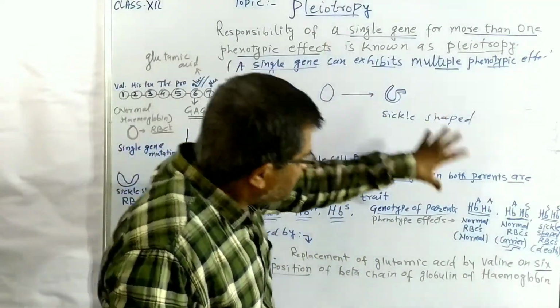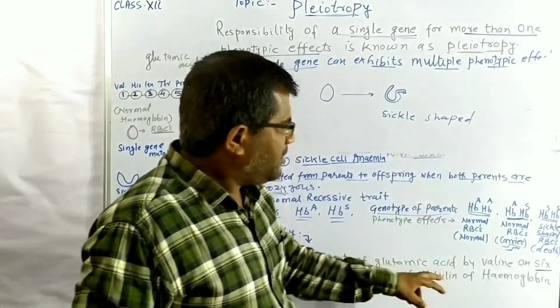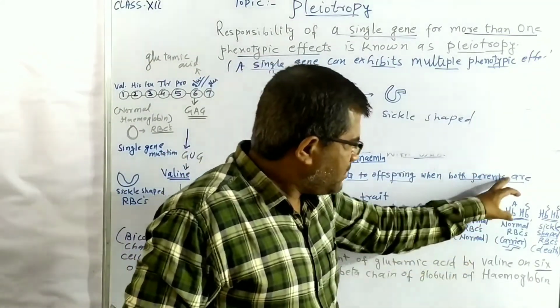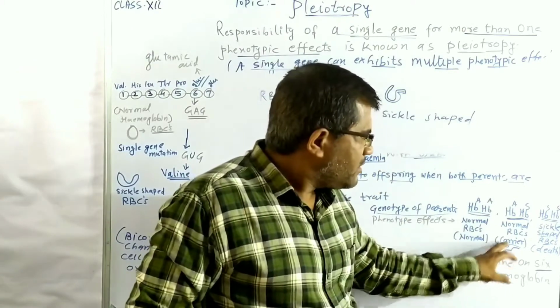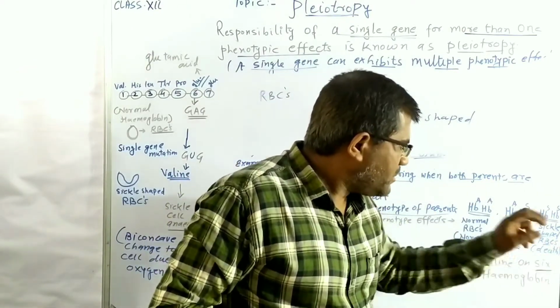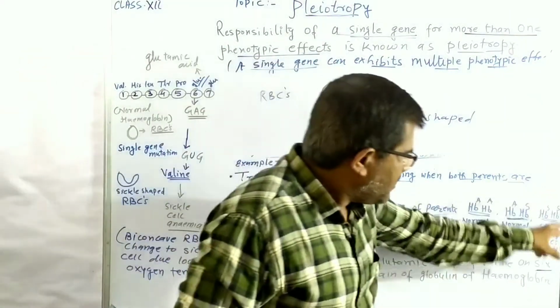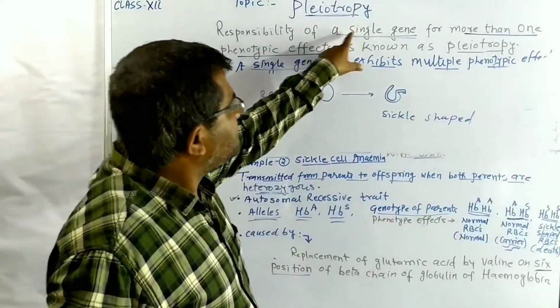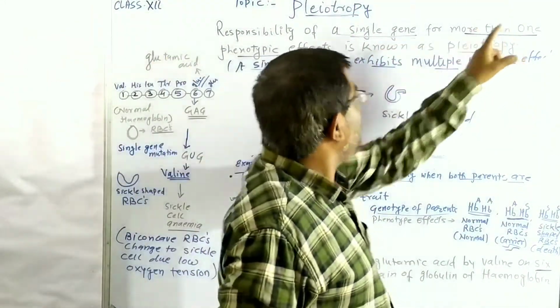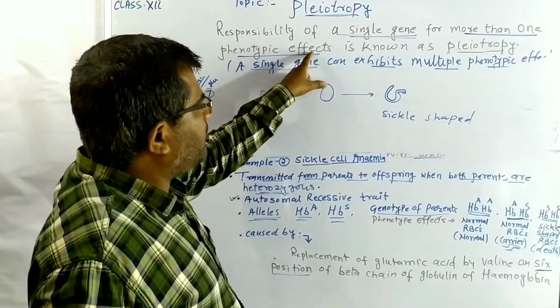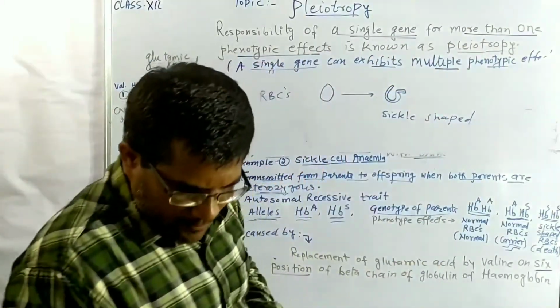It means it is a single gene. But in this gene, normal. In this gene, normal but carrier. But in this gene, the phenotypic effect is that it leads to death. So, a single gene for more than one phenotypic effect is known as pleiotropy.